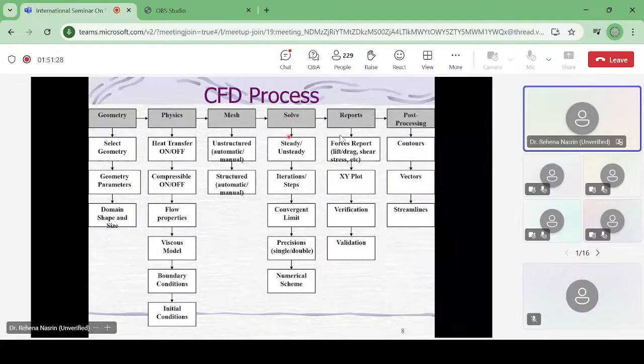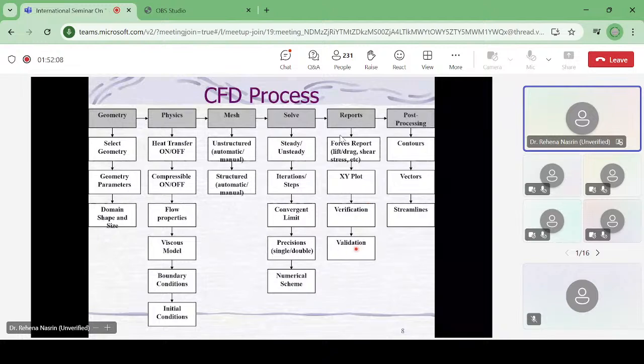It may be steady or it may be unsteady. Then we have to set the number of iterations or steps, then choose the convergence limit, and the precision, how many points after the decimal we need, we have to select it. And the numerical scheme can be completed. Then for reports, we can draw an XY plot, and we can verify our result with other published results.